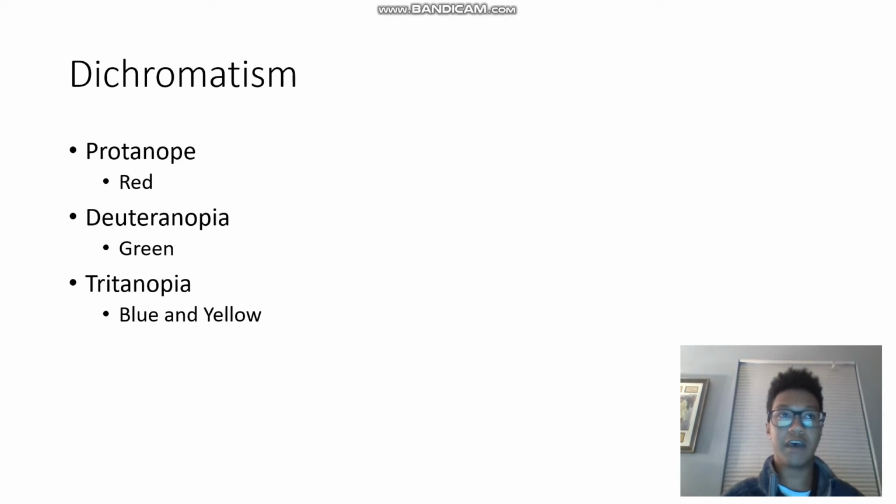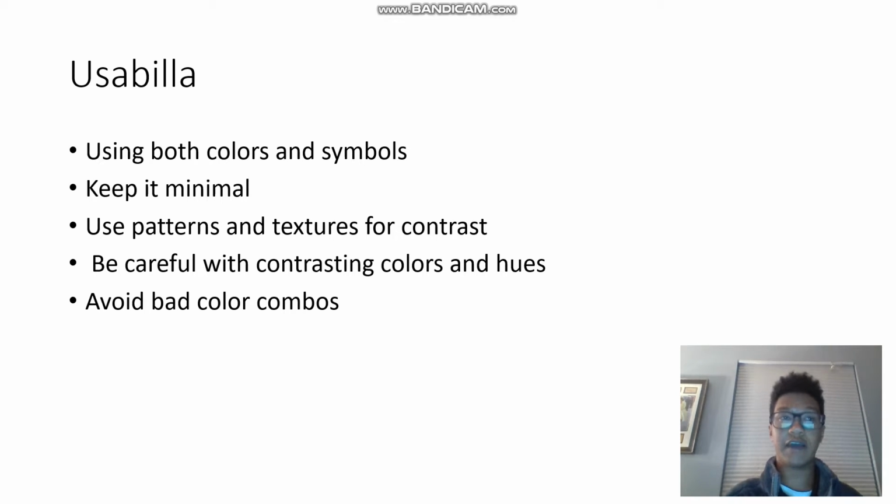Now, a lot of the times, these things can be affecting other people's lives, whether this be through using certain apps or even day-to-day experiences, like trying to distinguish between red and green lights at a stop sign. So what I did is I looked at a UX design site called Usabilla, and they had a couple different key factors to help design around color blindness and help design for people with dichromatism.